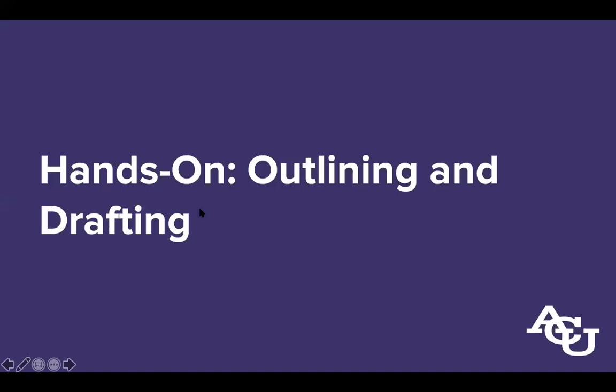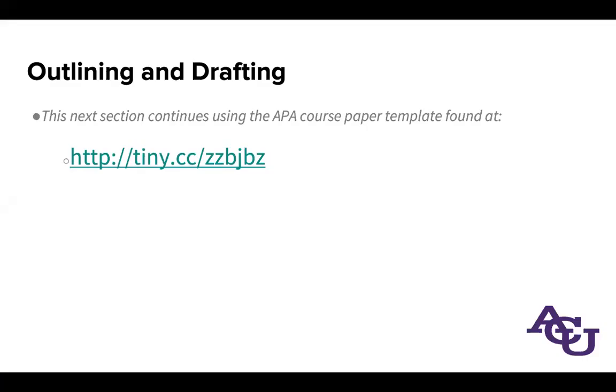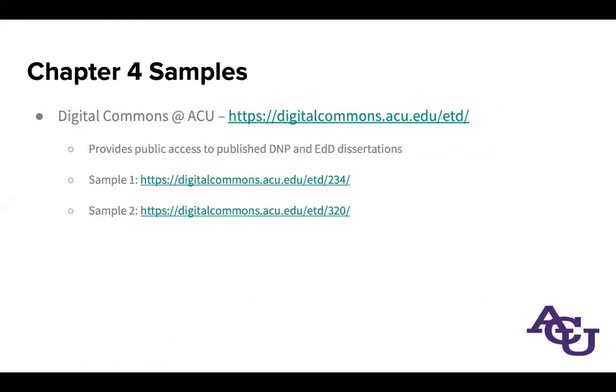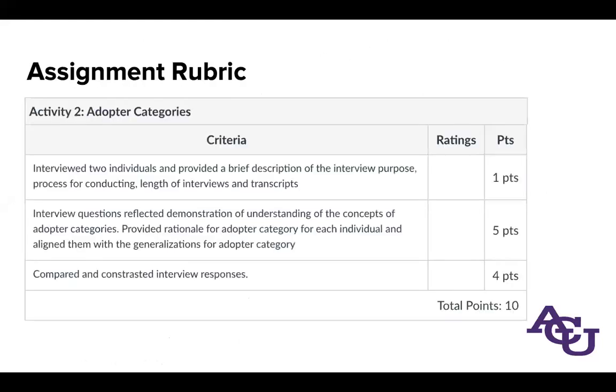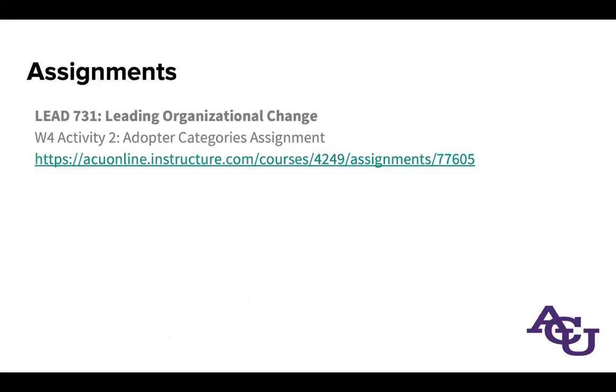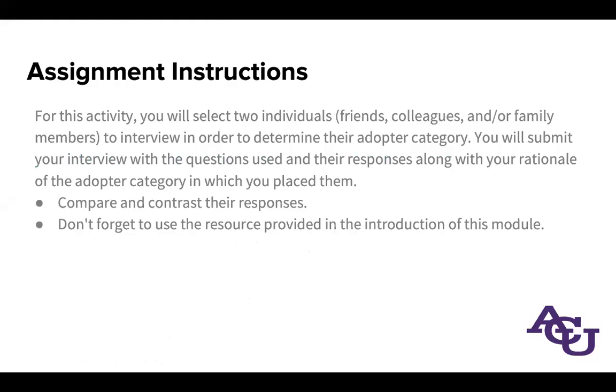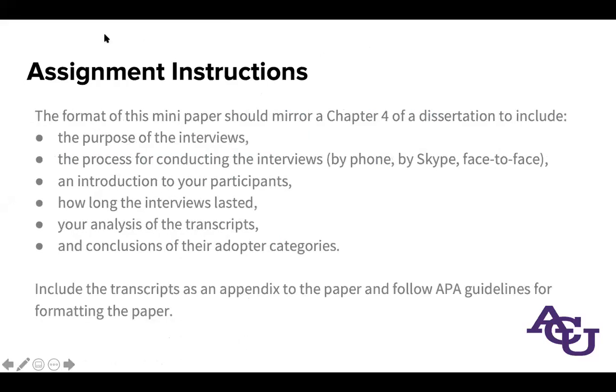Okay. So let us briefly recap what the goals of this assignment are, and then we're going to delve into the drafting portion. So remember, this assignment says we need to interview 2 people and determine their adopter category. We need to compare and contrast those responses, and we need to make sure that the provided resources are used. In case you haven't looked at it or you've forgotten, let me bring that up really quick.